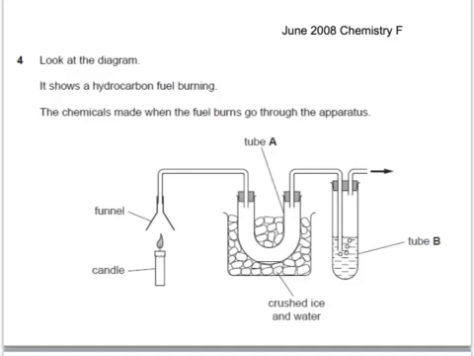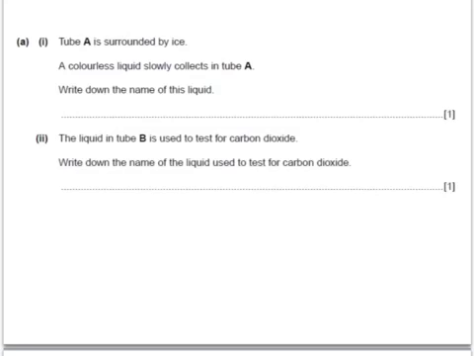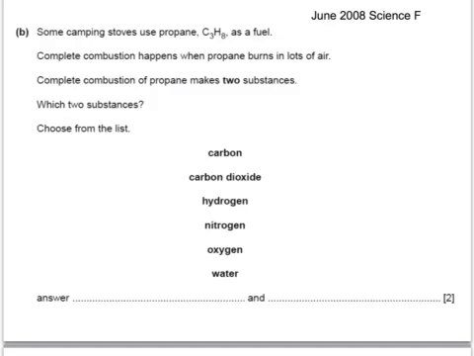We've got tube A, which is the U-tube, and tube B, which is the tube with presumably the lime water in it. Tube A is surrounded by ice. A colourless liquid slowly collects in tube A. Write down the name of this liquid. Well, that would be water. And the liquid in tube B is used to test for carbon dioxide. Write down the name of the liquid used to test for carbon dioxide. This would be lime water.